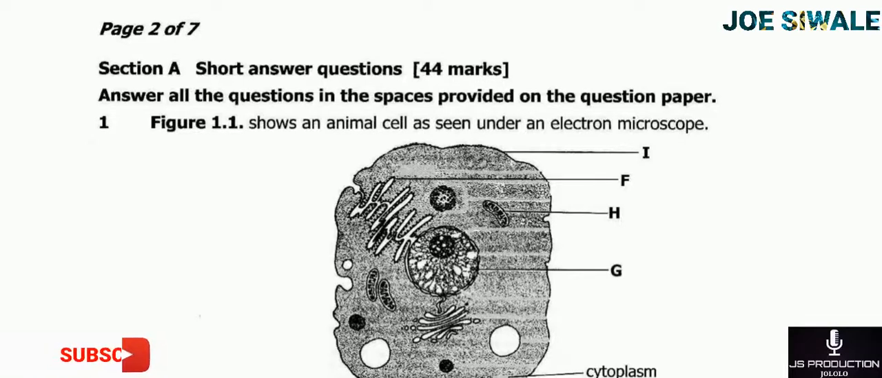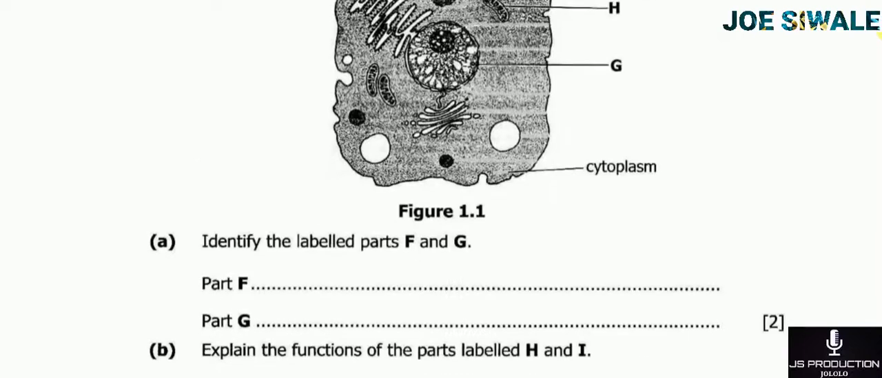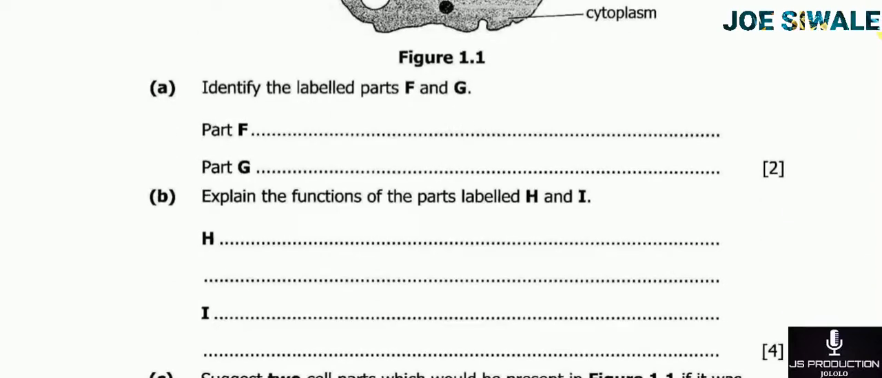So question 1 reads, Figure 1.1 shows an animal cell as seen under an electronic microscope. So as you can see, that's the diagram. Then I have part I, part F, part H, part G, and the cytoplasm on figure 1.1. Question A reads, identify the labeled parts F and G. So part F 1 mark and part G 1 mark.